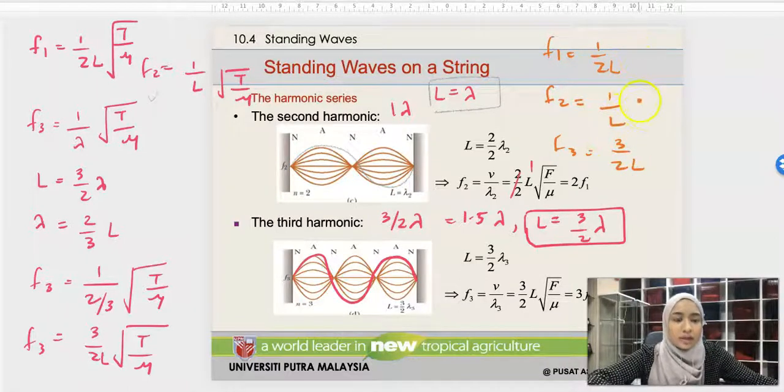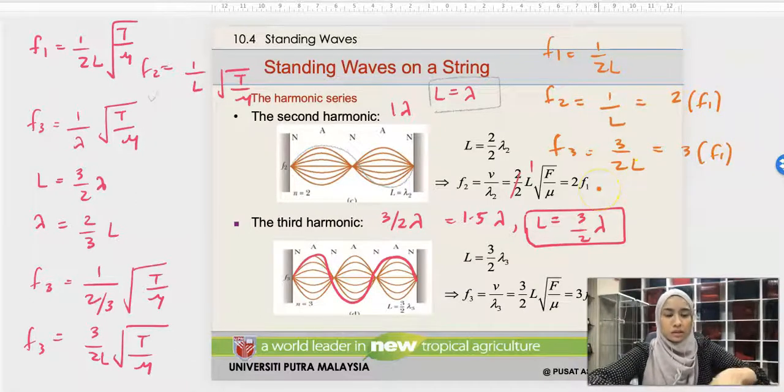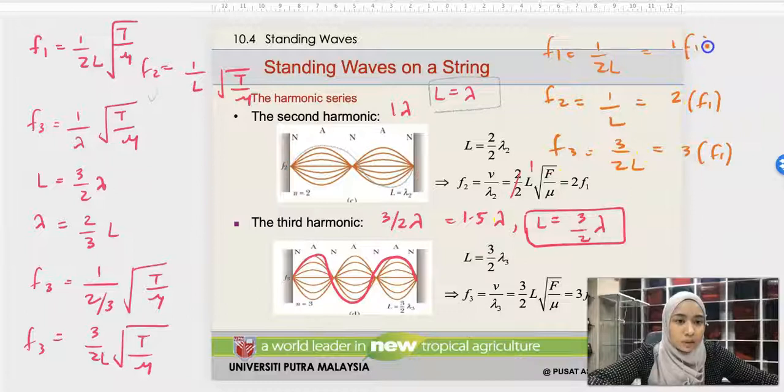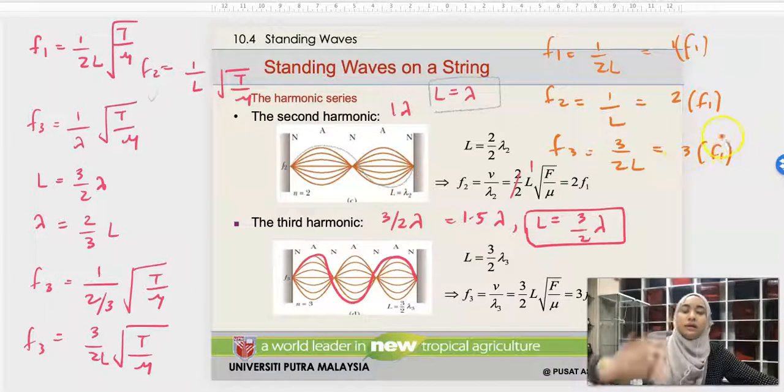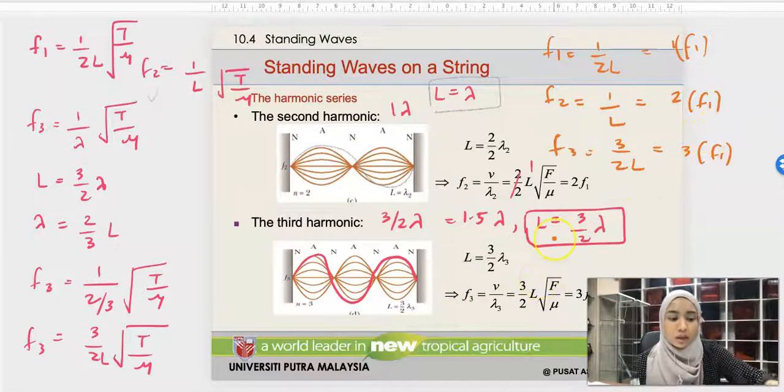Now, can I rewrite this in a way that connects F2 to F1 and F3 to F1? I can. So this becomes 2 times F1, right? 2 times 1 over 2L gives me 1 over L. And this one now becomes 3 times F1, so 3 times 1 over 2L gives me 3 over 2L. Now that I see the pattern, this is 1 F1, 2 F1, 3 F1. So it is a multiple of the fundamental frequency. This is how we get this equation.